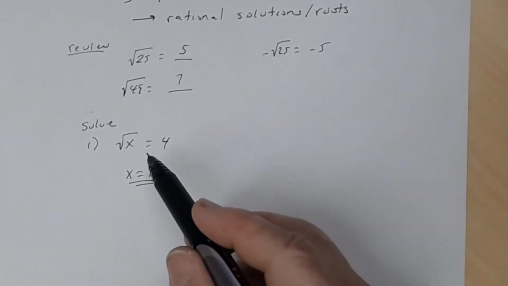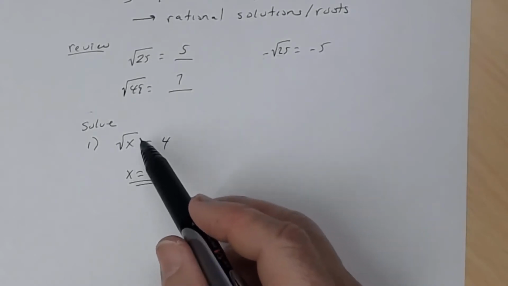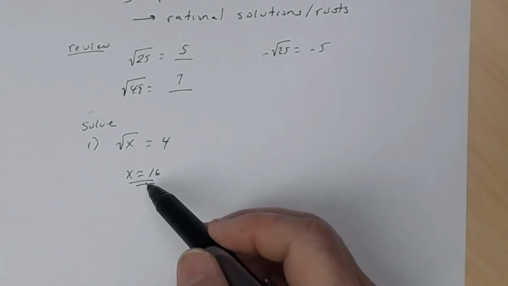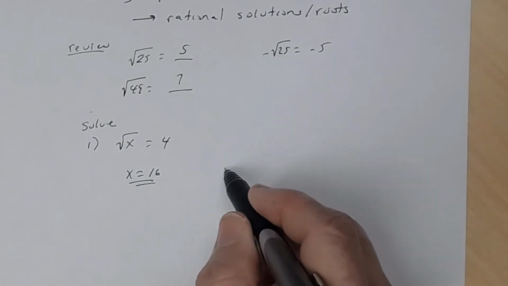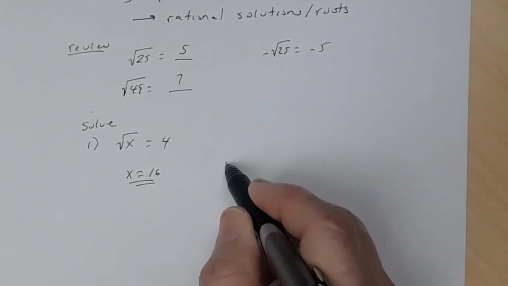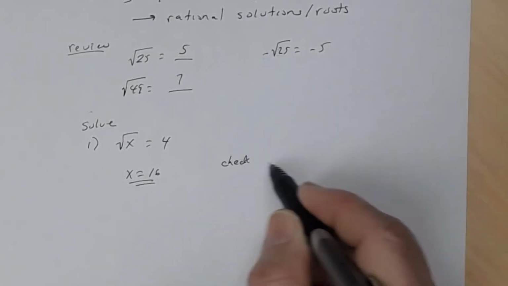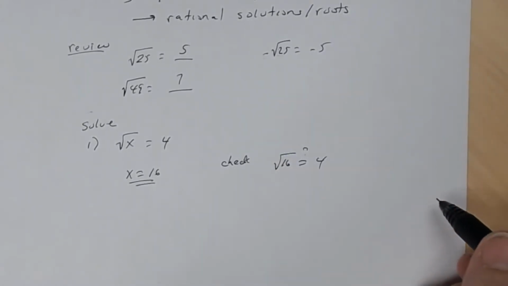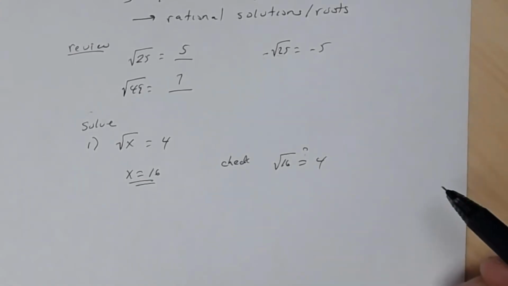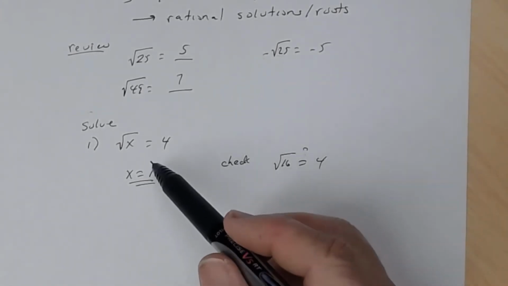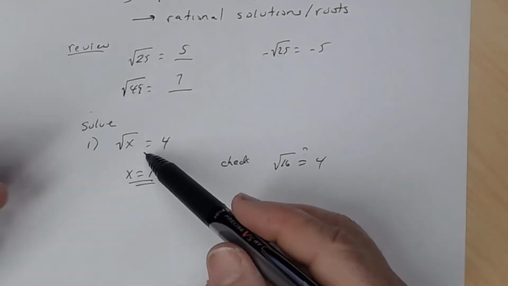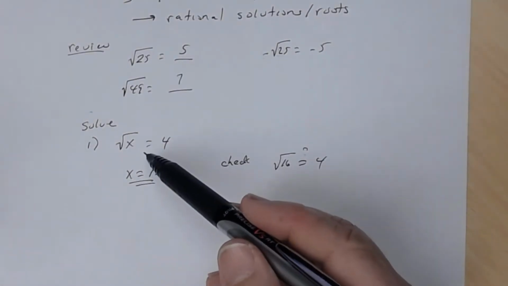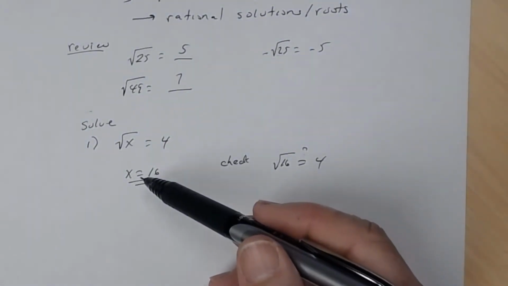Remember you're solving this equation, meaning you're solving for the variable, in this case, the variable x. And if you think about it, is the square root of 16 equal to 4? The answer is yes. 4 times 4 is 16. So that's the idea. Now there's a procedure you're going to use. It's not going to be this simple. So there is a procedure you're going to have to use.